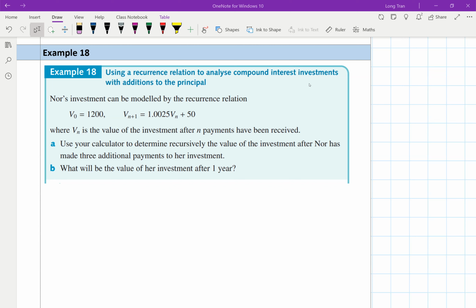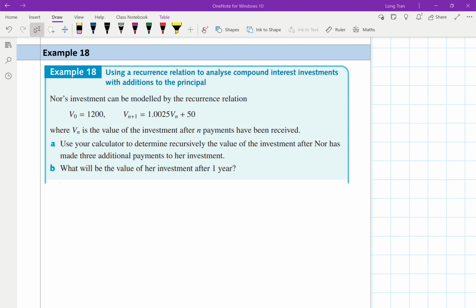Hey there, Year 12s. We're now moving on to example 18, which is still following from our previous example about Nor's investment. So remember, in this case we are now looking at compound interest with additional payments to the principal. So Nor's investment was $1,200.